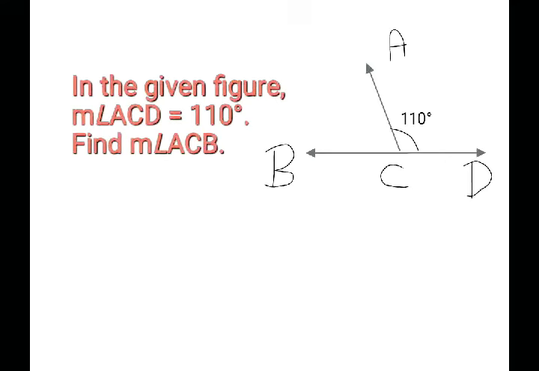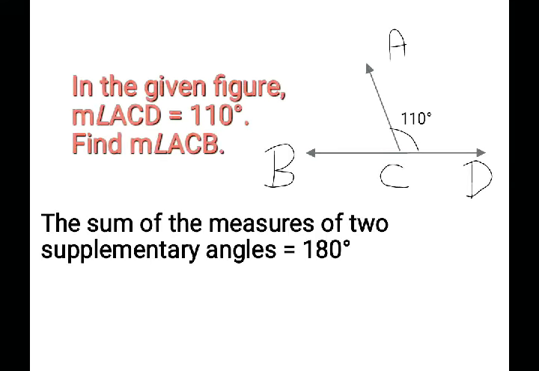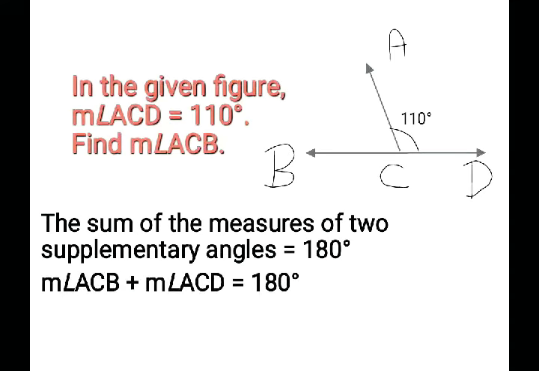Now let us do the sums. The formula of supplementary angles: the sum of the measures of two supplementary angles is equal to 180 degree. Now the two angles you have to take the sum. You have to take in addition form, that is measure angle ACB plus measure angle ACD is equal to 180 degree. This is the meaning of the sum of the measures of two supplementary angles, which is 180 degree.